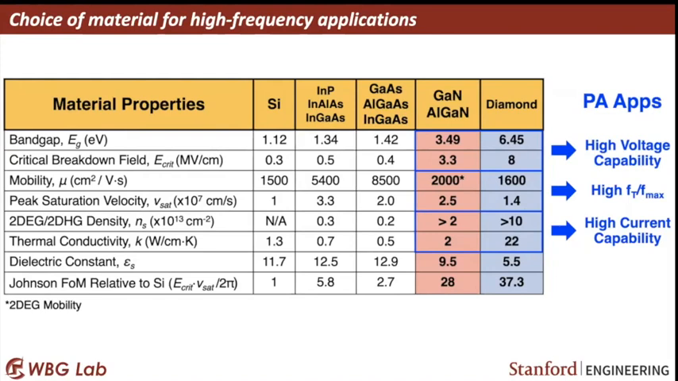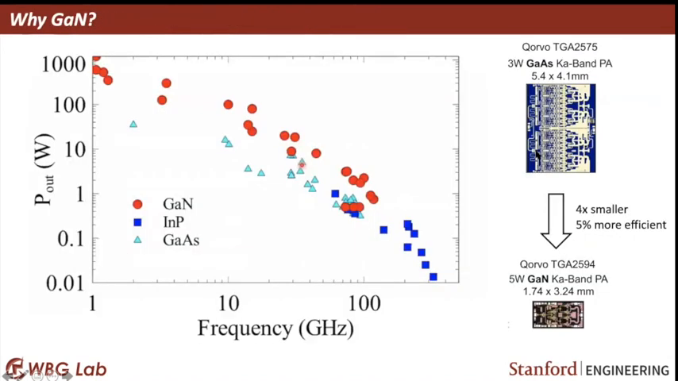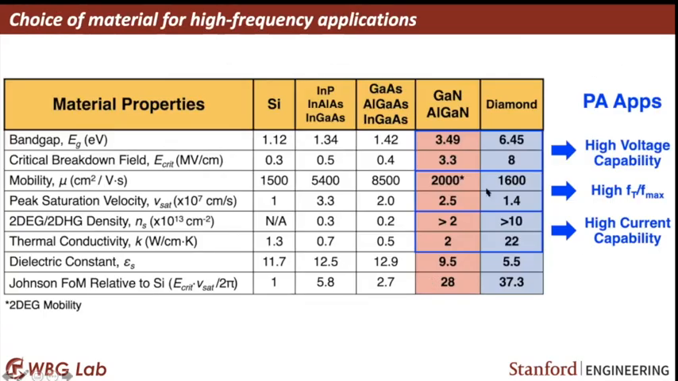For high frequency amplifiers, the devices need to operate at high frequency, high voltage and high current. If you have these sorts of materials, it's very good for that. So that's why we also work on gallium nitride. And this is a motivation just based on the material properties.